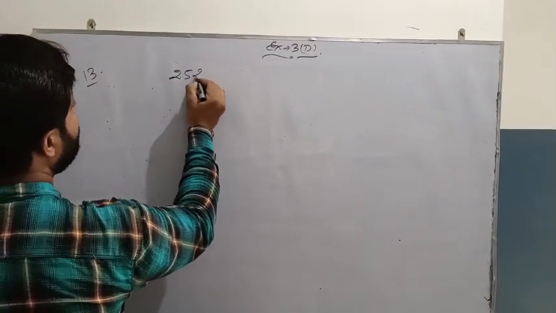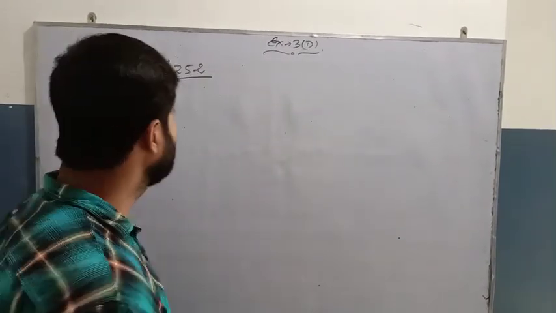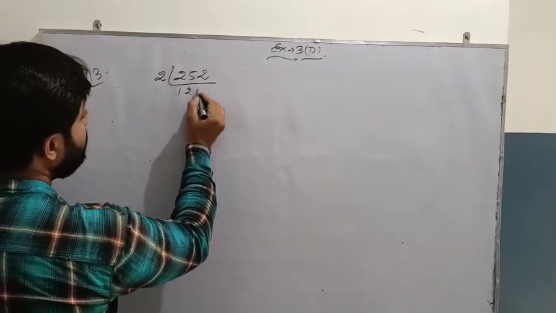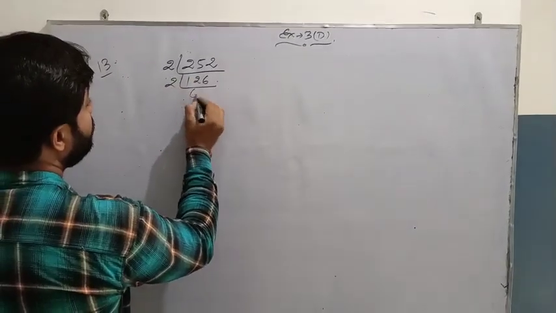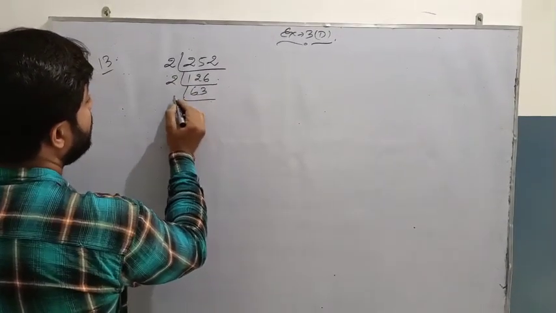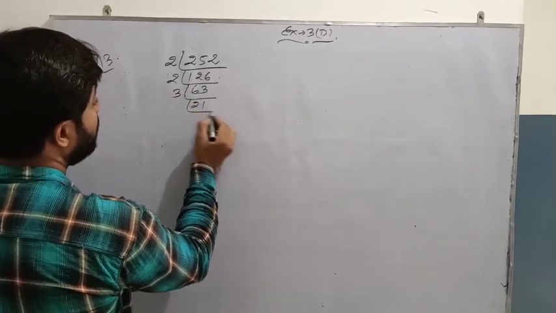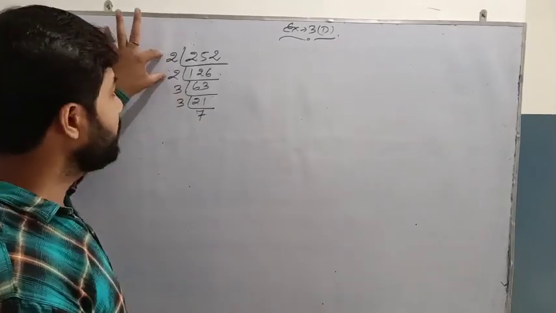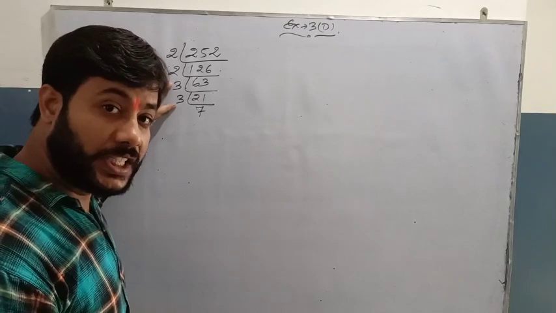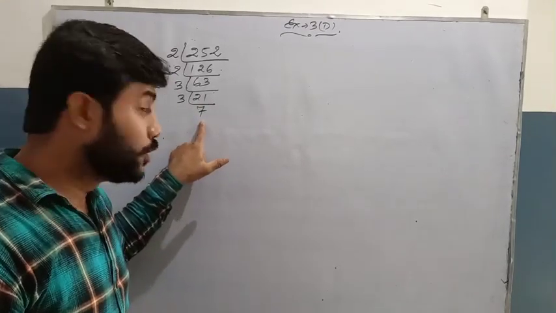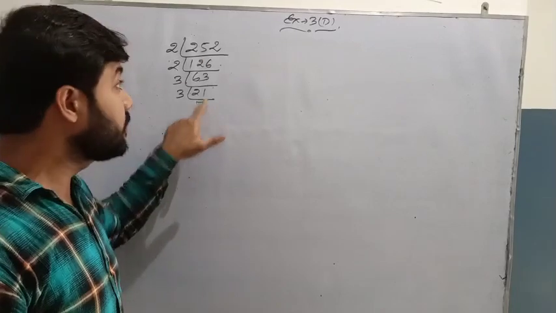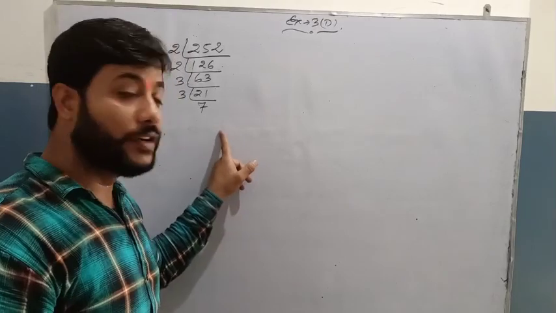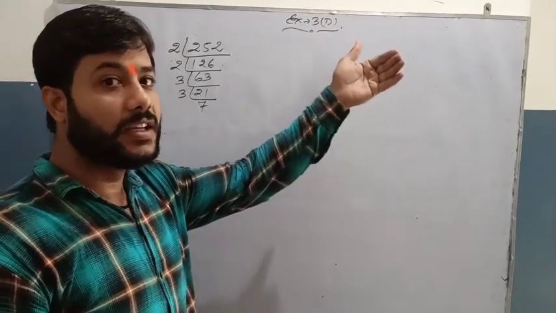So 252, we will go for prime factorization of this. So this will be divided by 2: 2 ones are 2, 2 twos are 4, 2 sixes are 12, 2 threes are 6, then 3, again 3. Now here we do see we have a pair of 2s, we have a pair of 3s, but 7 is single here. So if we multiply this 252 by 7, it will have a pair of 7s also, then this will be a perfect square.